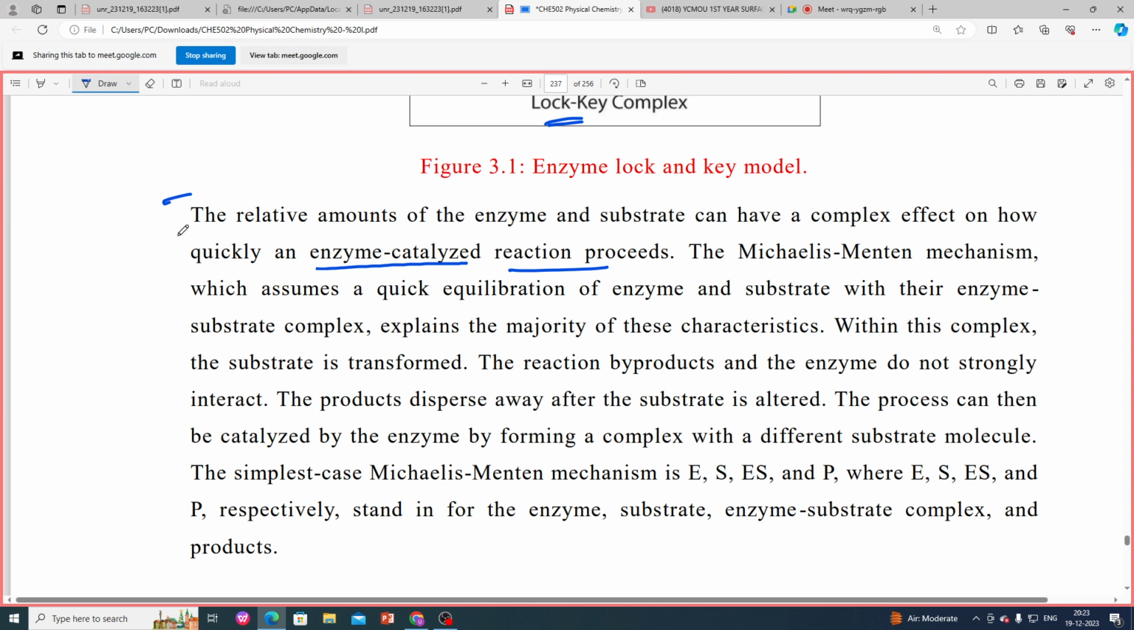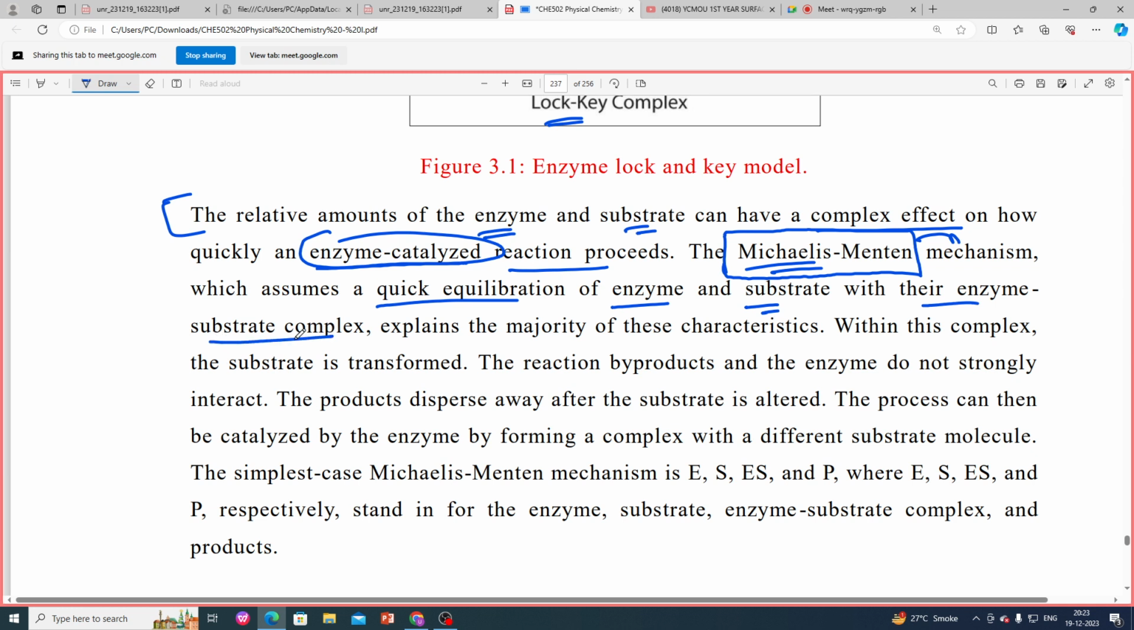Okay, here the relative amount of the enzyme and the substrate can have a complex effect on how quickly the enzyme catalyzes a reaction. Michaelis and Menten, these are the scientists, both of them worked on it. They gave the mechanism, which assumes a quick equilibration of an enzyme and substrate with their enzyme substrate complex. It explains the majority of these characteristics.